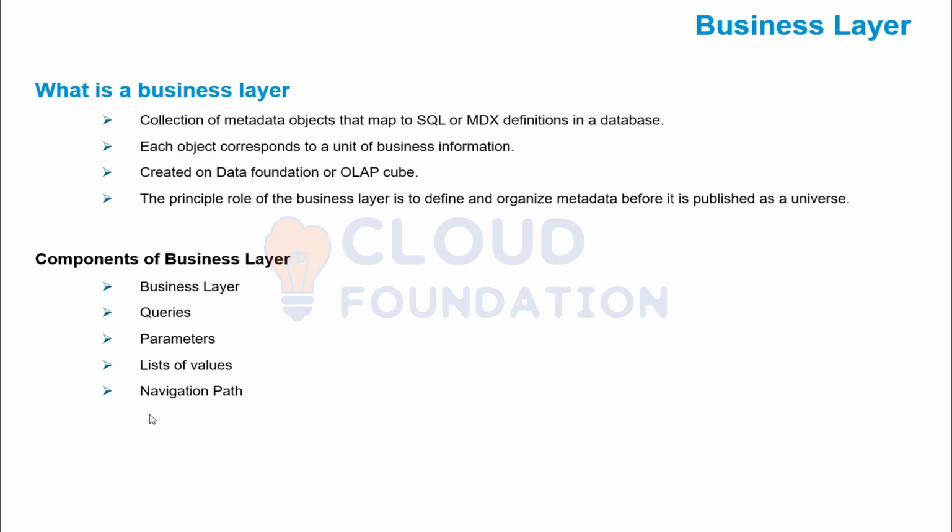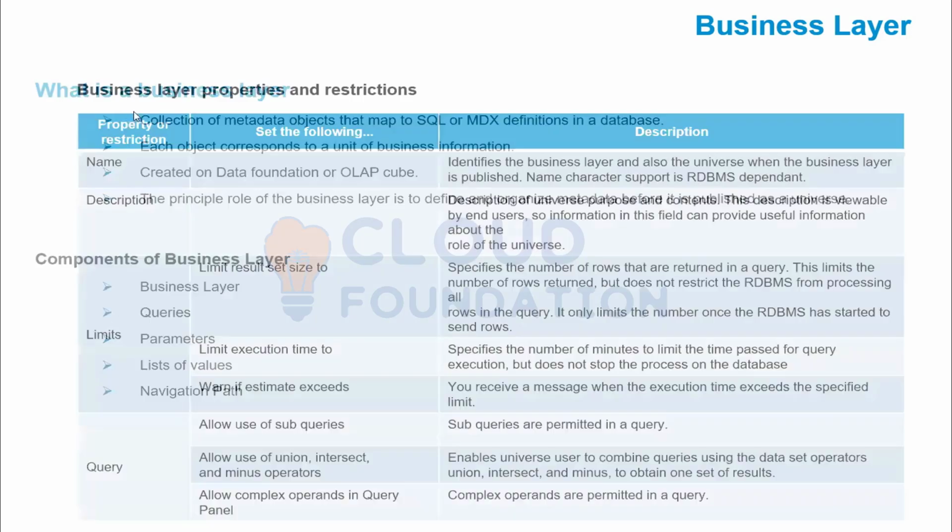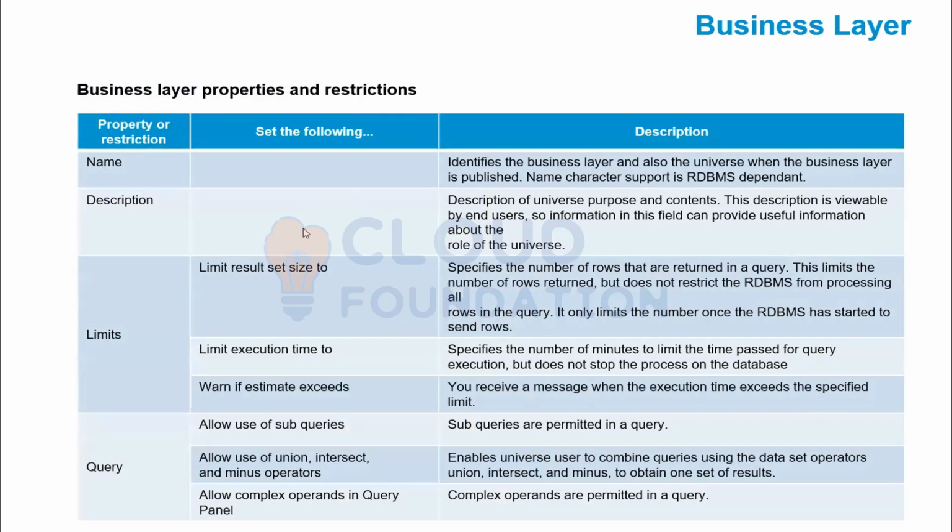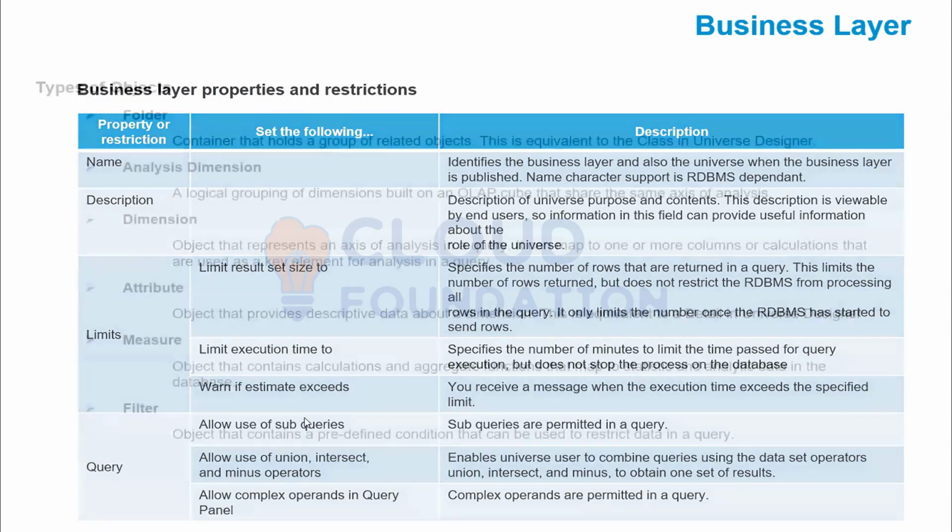So that is the creation of those kinds of hierarchies. In the year also, under year we should have a quarter, under quarter month, under month date respectively. So that is one hierarchy. Those hierarchies we will create in the navigation path. List of values and parameters we already discussed. So these are the business layer properties and descriptions, like how we can limit the execution time, what the result set size is.